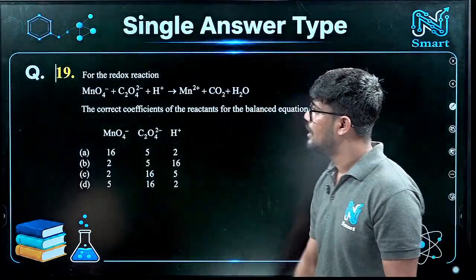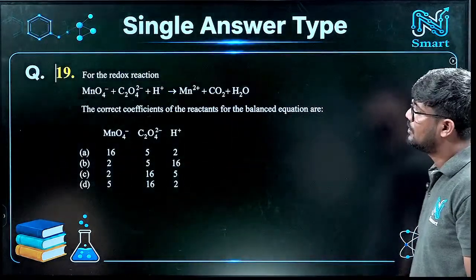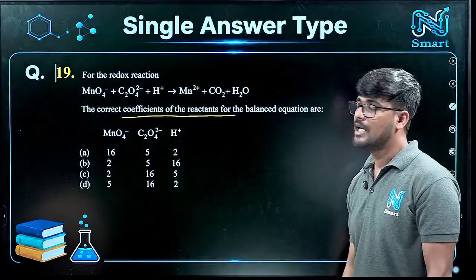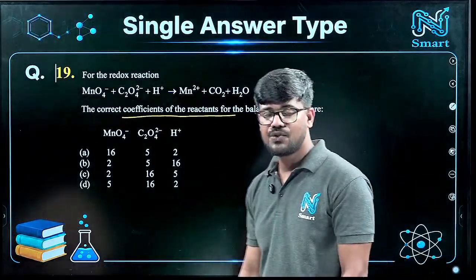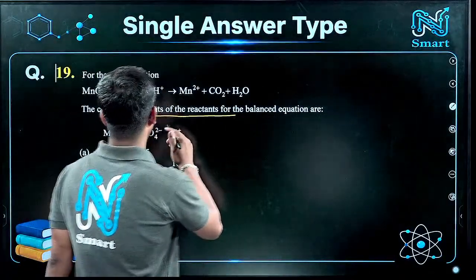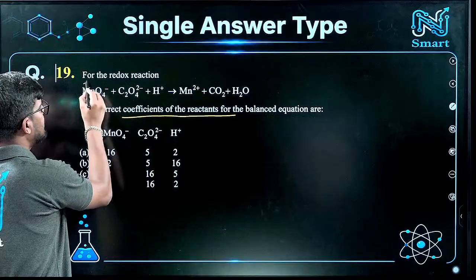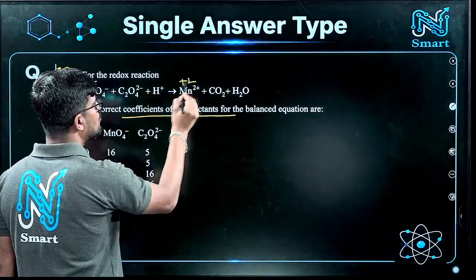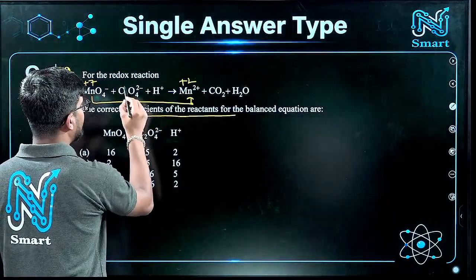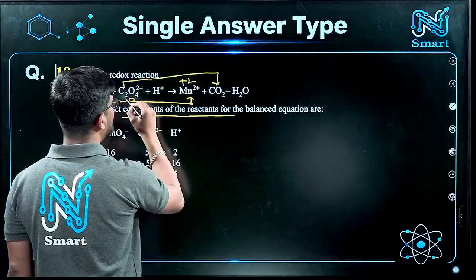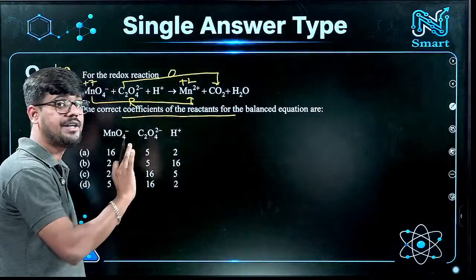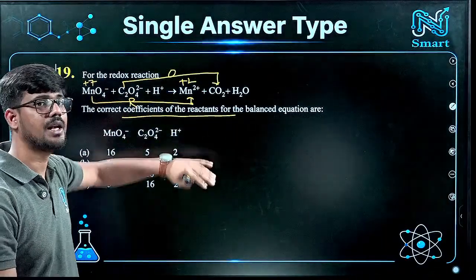Next, the 19th one, how will we solve this question? They are asking for the correct coefficients of the reactants in the balanced equation. First, this is a redox reaction, and we already know for a redox reaction you have to balance individually. For example, this manganese, what is the oxidation state here? +7, and here it is +2. So this is undergoing a reduction reaction, and this C2O4 2- to CO2 is an oxidation reaction. So separately we have to balance them, then we will combine.